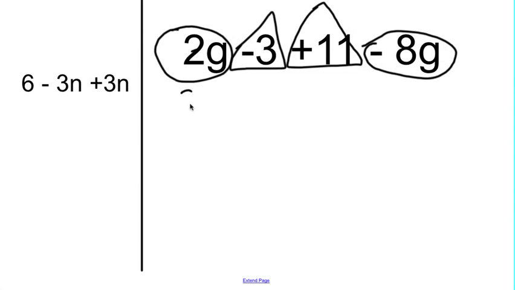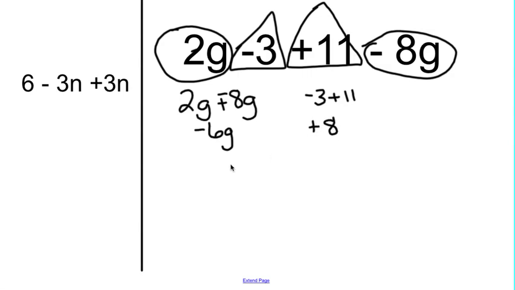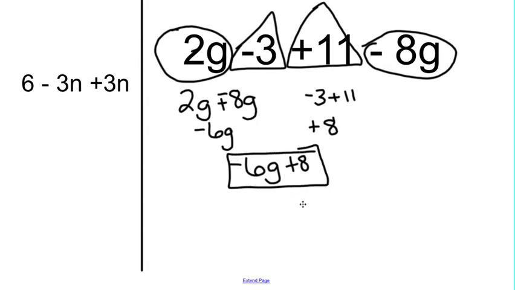My circles are 2g's minus 8g's. 2 minus 8, tick tock, negative's going to win by 6. And then here I have 3 and 11. Negative 3 plus 11. Positives are going to win by 8. So I have negative 6g plus 8. Final answer. I can't combine this. I can't say 2, 14, negative 14, nothing like that. This is my final answer.